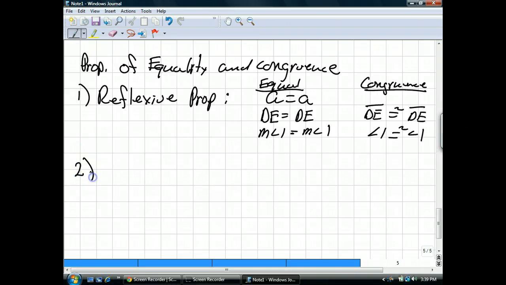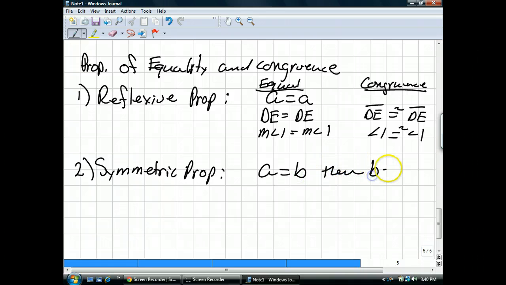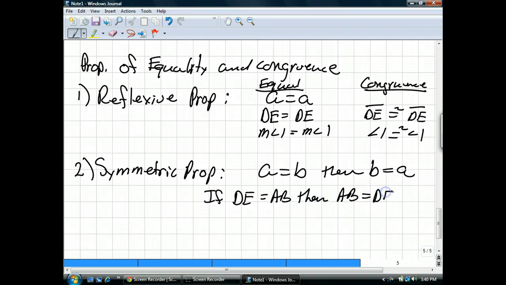Then we have property 2, which is called the symmetric property. Okay? And it says that if you have A equals B, then B has to equal A. Okay? So in geometry we'd write something like this. If length of DE equals length of AB, then length of AB has to equal length of DE. And if we were talking about angles, it might be something like this. If measure of angle 1 equals measure of angle 2, then measure of angle 2 has to equal measure of angle 1. So basically you're just flipping it over. So that's for equality.